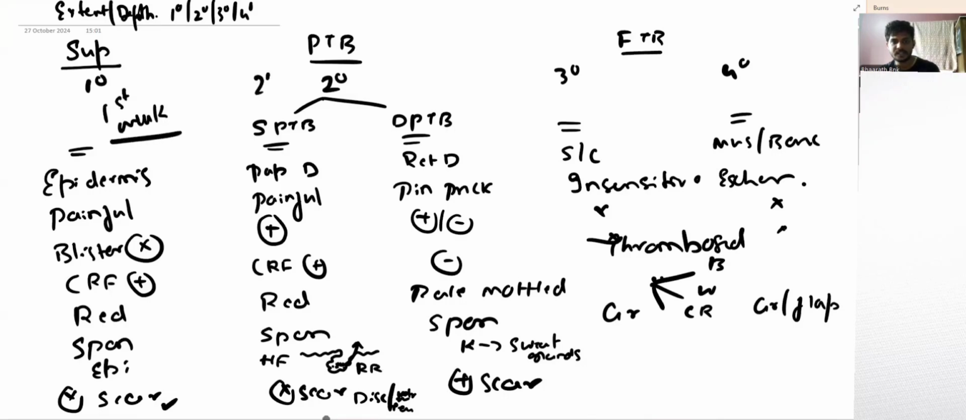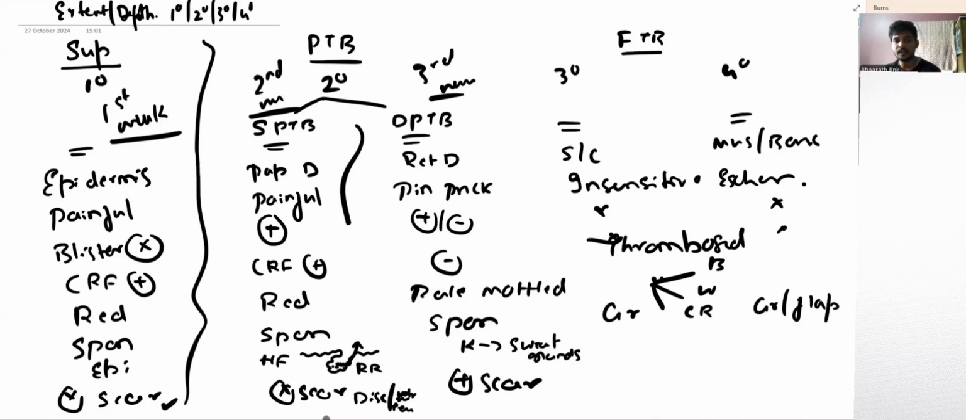This heals in the second week and this heals in the third week, right? So it is 0 to 7 days, 7 to 15 days, 15 to 30 days. So it is in the third or fourth week, second week, and first week. So these are the differences by which you clinically classify the depth of the burn, right?